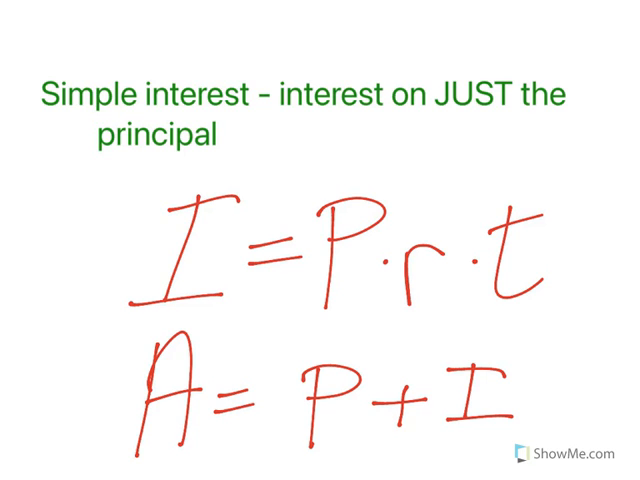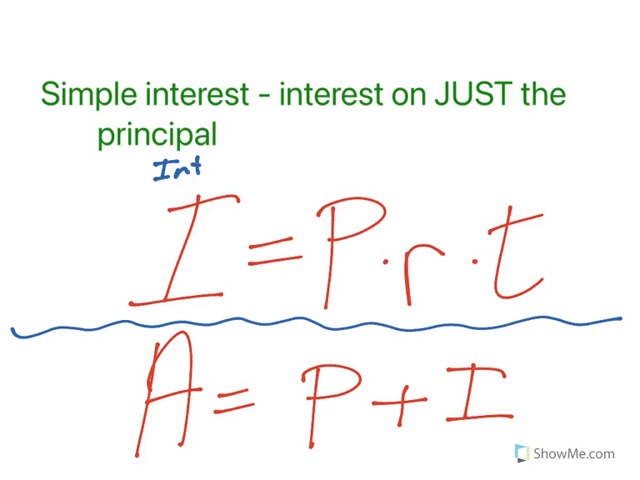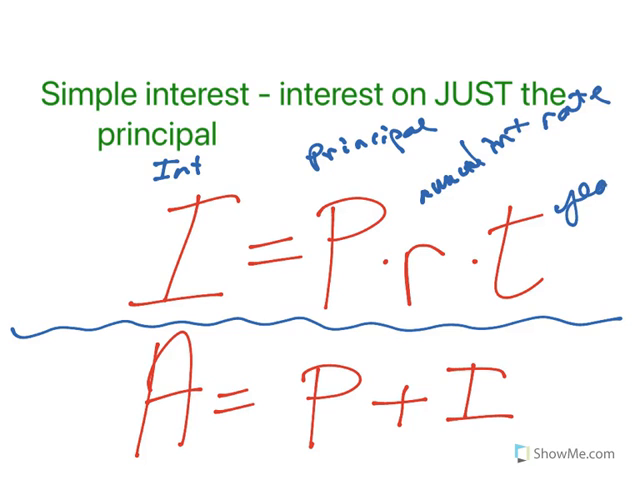Now we've got two formulas. The first one is I equals P times R times T, where we have interest equals the principal, right? This is the beginning amount, times your annual interest rate, times your time in years. It's very important that you keep your time in years.